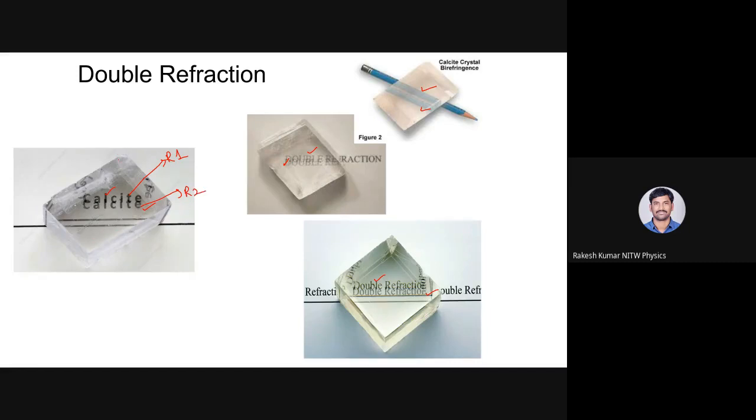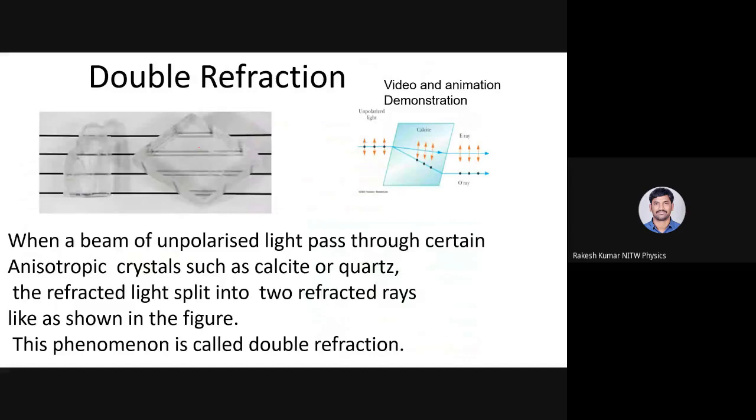This is a special property of the crystal, which splits light into two refracted rays. When light passes through this material, it splits into two refracted rays and produces two images of the thing we want to observe. This phenomenon is called double refraction. I'll show a video and a demonstration for better understanding, but before that, let me define double refraction.